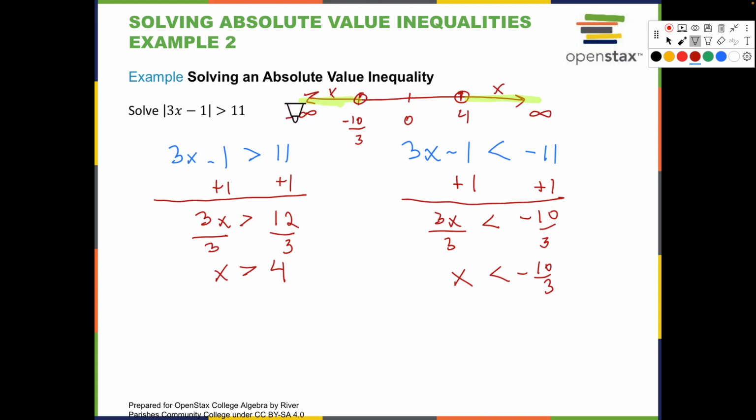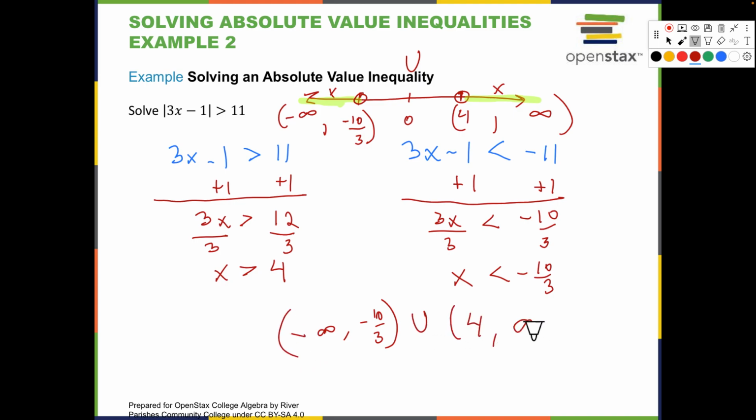And so what do we get? We get this as our interval. We get a union in between them. And so see, by putting it on the number line, you kind of get your answer. You could then rewrite it, negative infinity to negative 10/3, union 4 to infinity. Okay. So that's the other one.